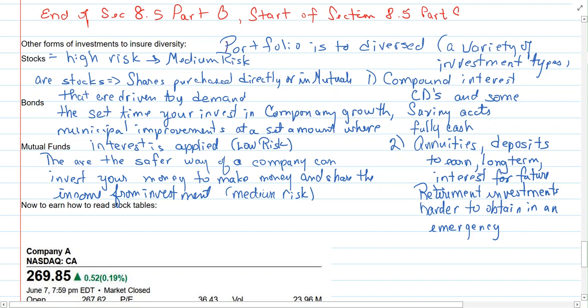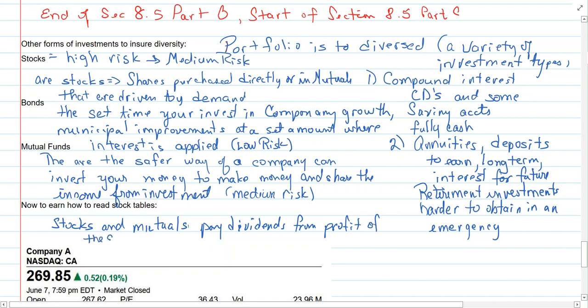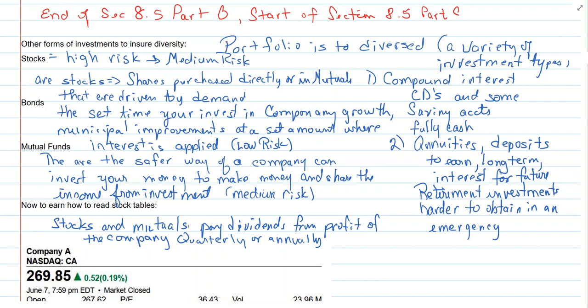Okay, stocks and mutuals pay dividends from profit of the company. And they're usually quarterly or annually, and are used to buy more shares. You have to request to have the dividends come to you, and then you have to report it as income. So what they normally do is roll it into new stocks.